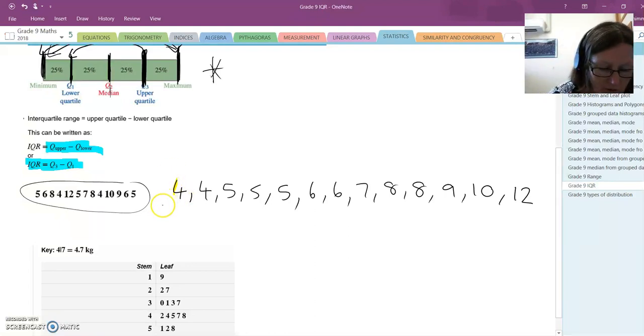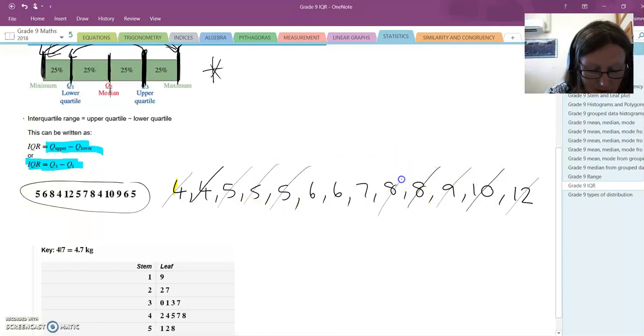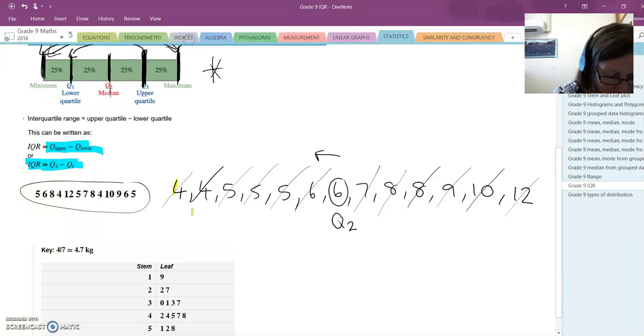I'm going to cross off the lowest with the highest. Lowest, highest, lowest, highest, lowest, highest, lowest, highest, lowest, highest. That's my median, or my Q2. I now look at all the scores on that side. So I'm now just going to look at the scores that are in yellow.